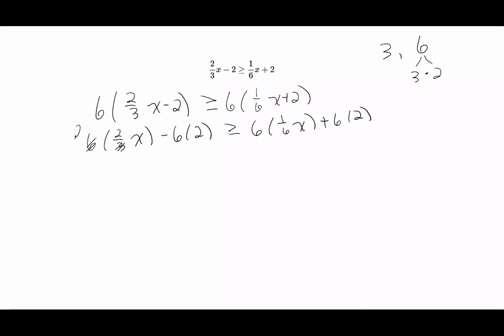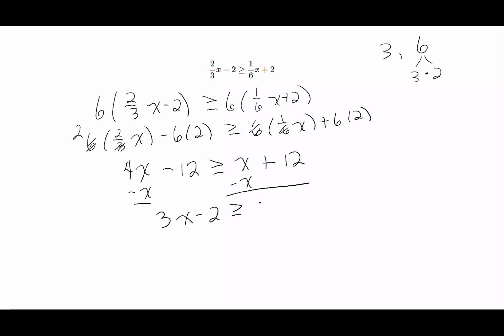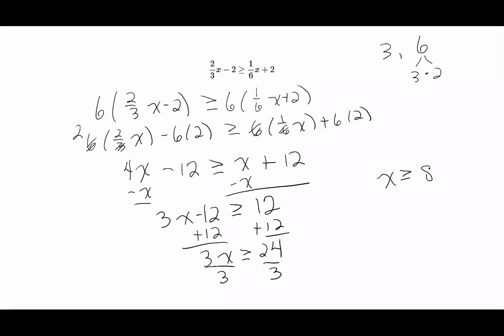3 goes into 6 2 times. 2 times 2 is 4, so my first term is 4x. 6 times 2 gives me 12, greater than or equal to. 6 cancels 6, I have x, plus 6 times 2 is 12. I'm going to move the x to the left, which gives me 3x minus 12, greater than or equal to, I just have a 12. Let's add 12 to both sides. I have 3x is greater than or equal to 24. Divide by 3, divide by 3, x is greater than or equal to 8.